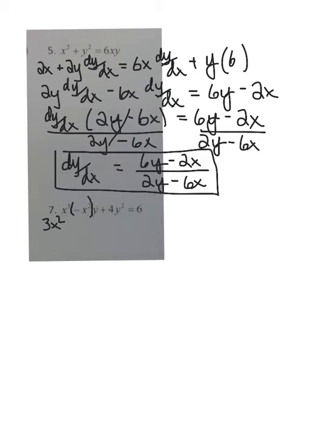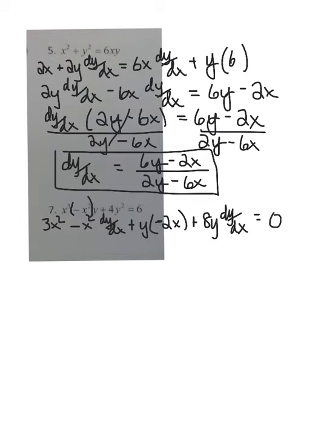Okay, so product rule. So we're going to take the first times the derivative of the second, plus the second, which is y, times the derivative of the first. Now the derivative of the first is negative 2x, not positive, negative 2x. Okay, plus, then I'm going to take the derivative of the 4y squared, which is 8y, but it's a y, so we write dy/dx, equals, and the derivative of 6 is just 0.